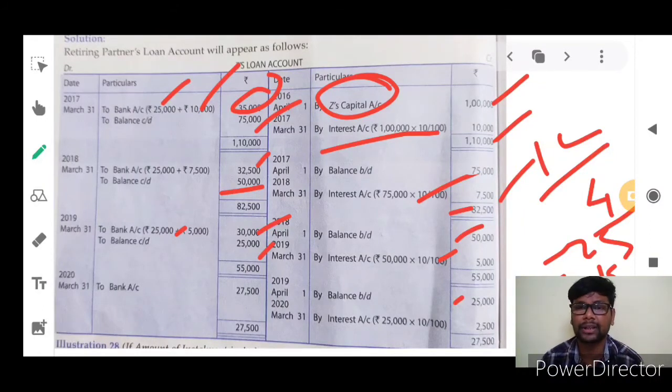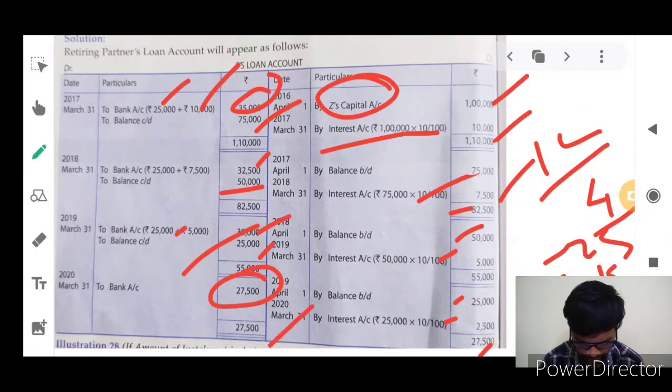Then after that, because fourth equal installment, we have come to the fourth installment now, isn't it? In the fourth installment, 10% on 25,000 is equal to 2,500. So 2,500 plus 25,000 is equal to 27,500. This 27,500 will be entirely paid by the partnership firm, because 25,000 is the equal installment plus 2,500 is 10% of its interest. So collectively 27,500 is paid by the firm to the partner.